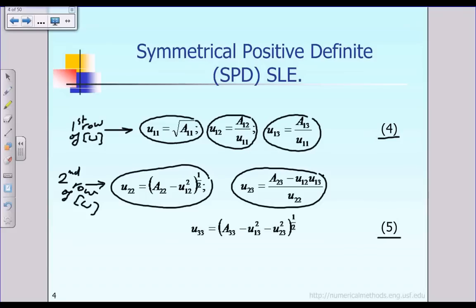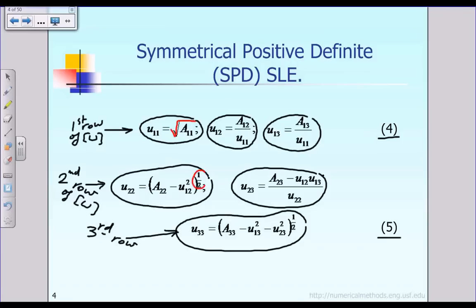And finally, this last equation here will help us to figure out the third row of the matrix U. As you can see from the Cholesky operation here, we do have the square root operation involved. And that's why we want to make sure that the matrix A has to be symmetric positive definite. In the next few slides, I will explain more about what I mean by symmetric positive definite.